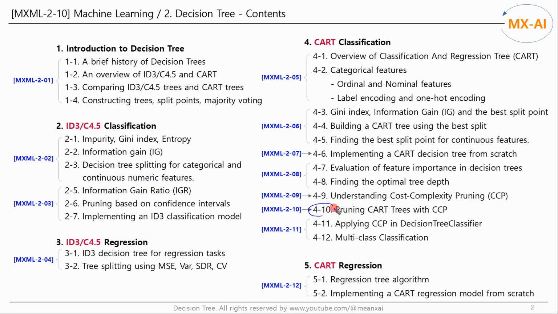So far, we've walked through the full procedure of cost-complexity pruning. In the next video, we'll bring this to life in code, using scikit-learn's decision tree classifier to implement everything we've discussed. See you there.